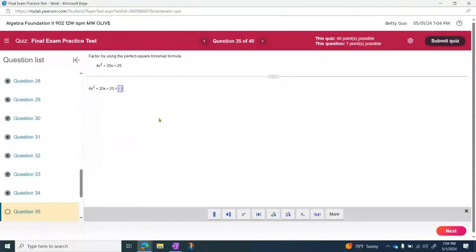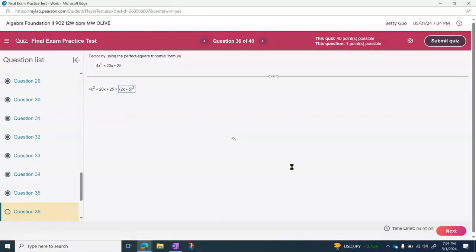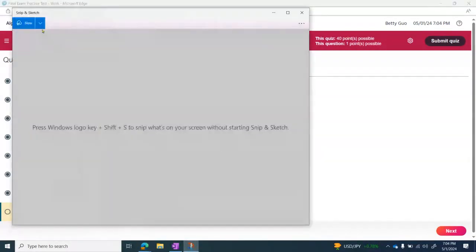Do parentheses and raise the parentheses to the power 2. In the parentheses, you have the first base, 2x, plus the second base, 5. And that's it. Right? I think it's pretty straightforward. Next, let me copy paste.